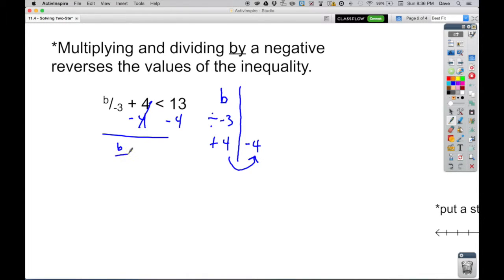And we get B divided by negative 3 is less than 9. We do the opposite of dividing by negative 3, which is to multiply by negative 3. Now, what I like to do at this point is put a star next to that move, just to remind myself that this is something a little bit different from equations. And I also like to start over here. That way I can make myself more aware of it. So here, multiply by negative 3.